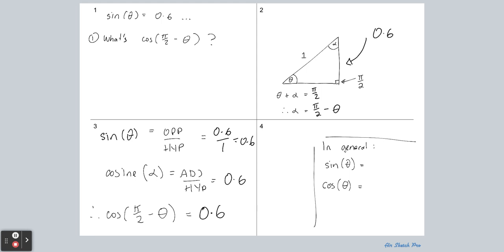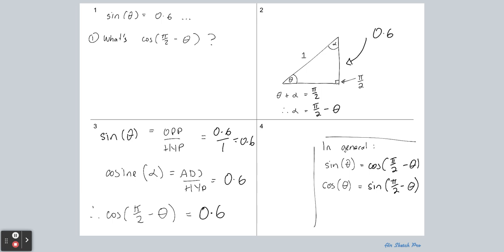So there's a little illustration about how these complementary angles work. Generally speaking, we can say that sine of theta is equal to cosine of pi on 2 minus theta. And I'm hoping that you can see that in a similar fashion, the cosine of theta would be the sine of pi on 2 minus theta. We call them complementary angles because this angle and this angle here would add up to pi on 2, or 90 degrees. So they're called complementary.